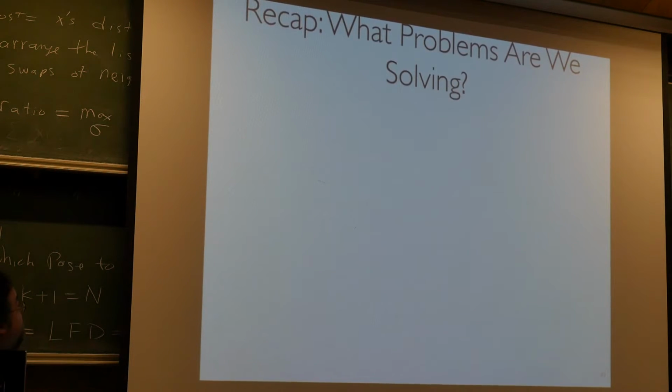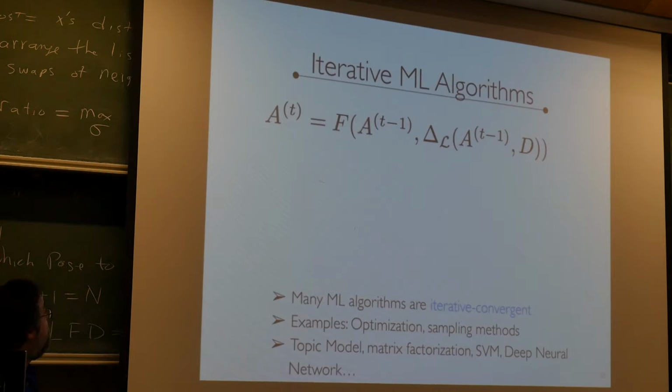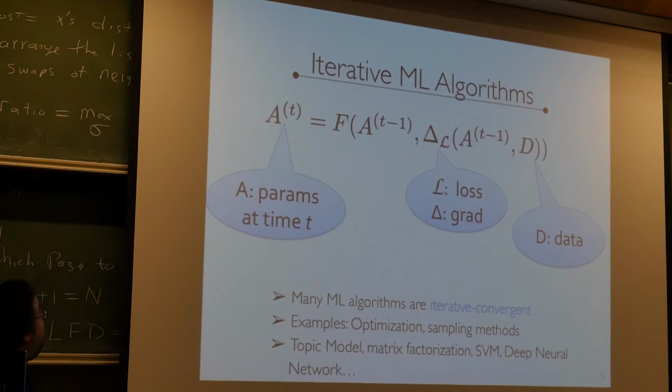Let's talk about how to get these ideas into an API. To do that, I'm first going to talk a little bit about what sorts of problems we're solving. The typical thing we're looking at is a machine learning algorithm, which typically iterates over some data. We've got some set of parameters. This is parameters at time t, and this is parameters at time t minus 1, obviously. A is my set of parameters, and D is the data.